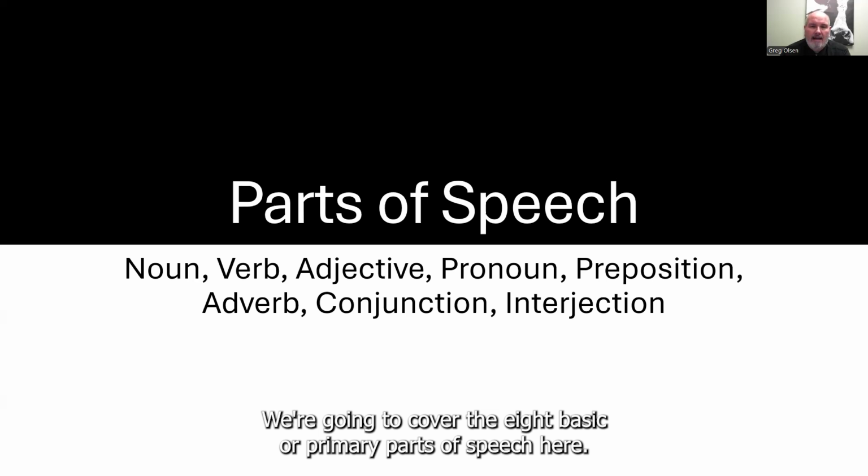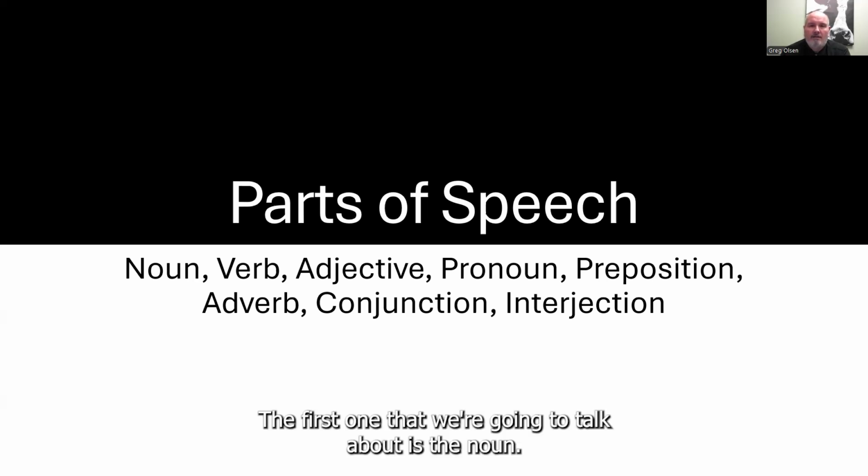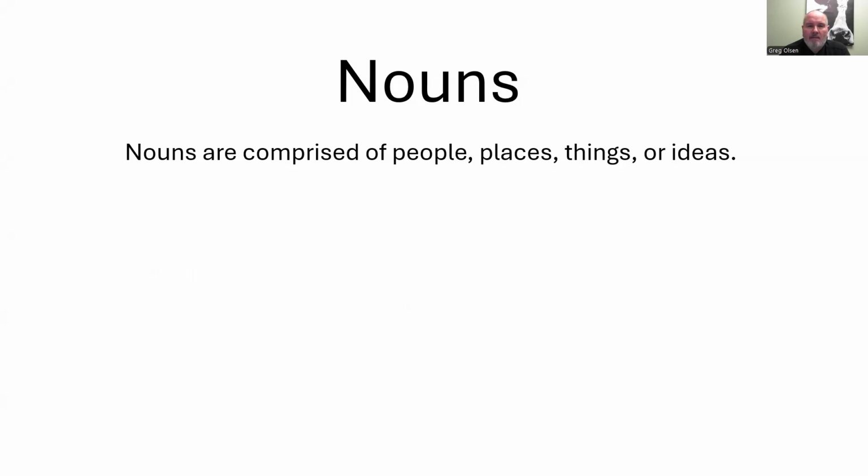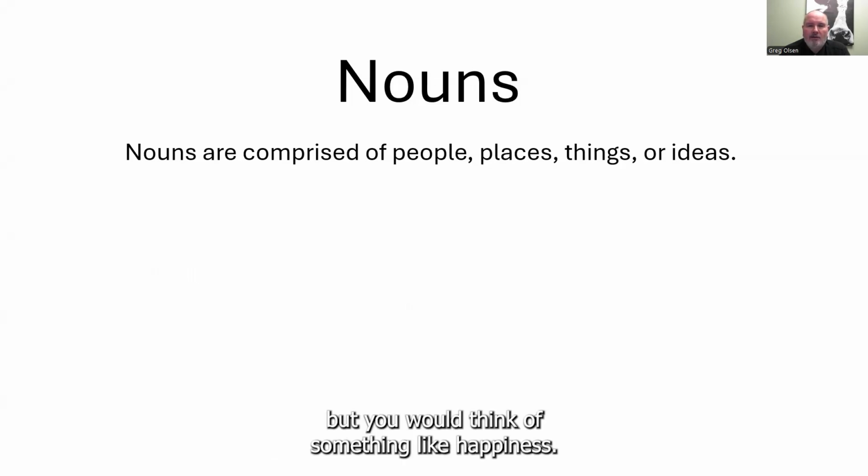We're going to cover the 8 basic or primary parts of speech here. The first one that we're going to talk about is the noun. So nouns are comprised of people, places, things, and ideas. We often don't think of ideas as nouns, but you would think of something like happiness. So let's look at examples from each of these.